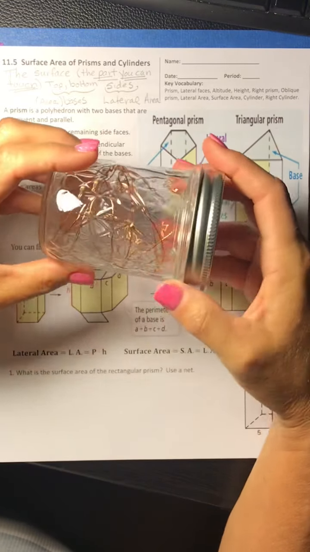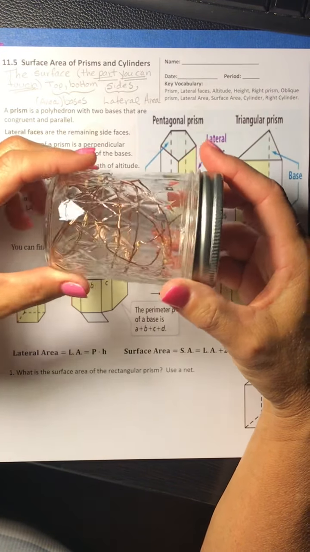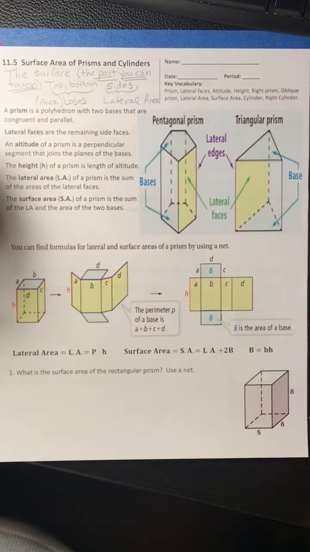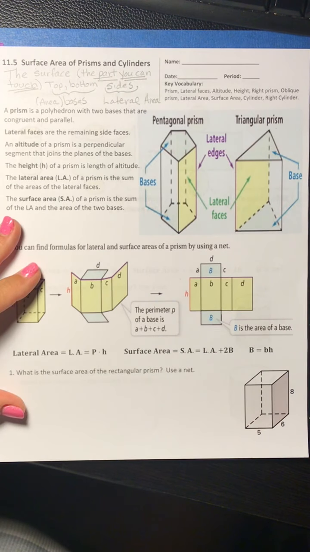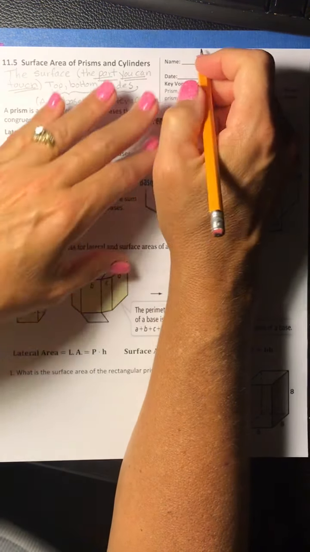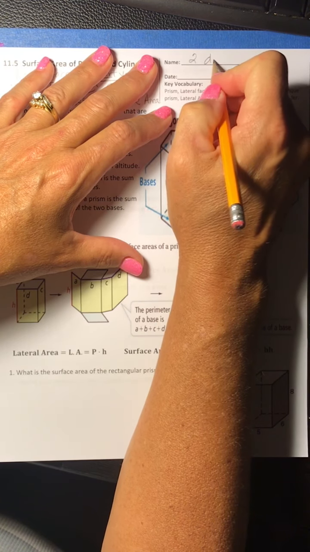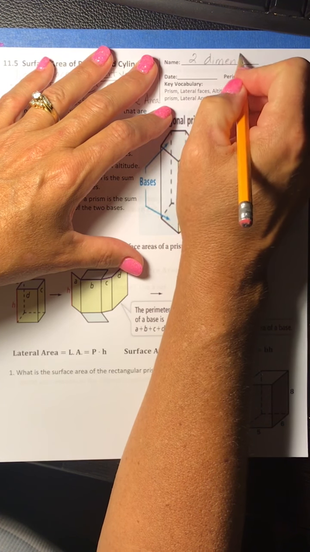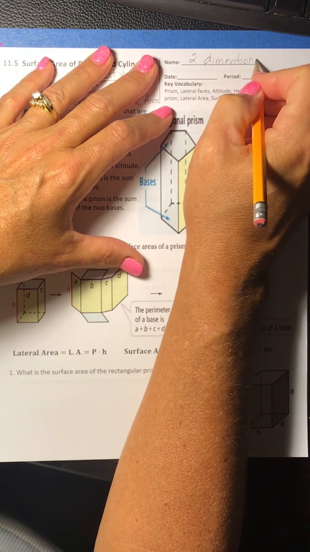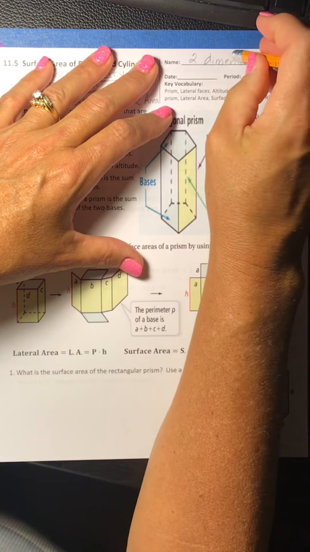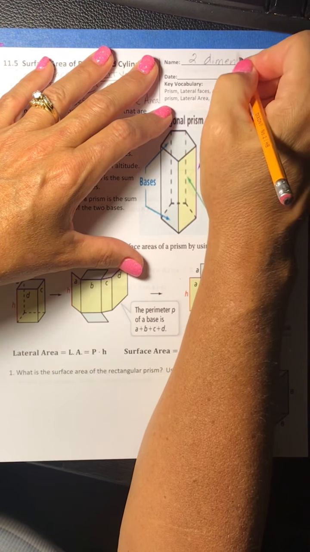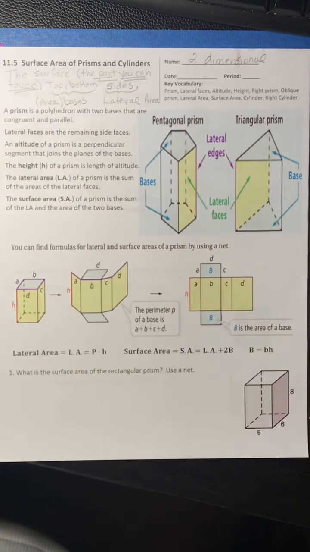So we're going to talk about surface area. Surface area is area, which is two-dimensional. So let's stick over here, two-dimensional. Two-dimensional, all right?